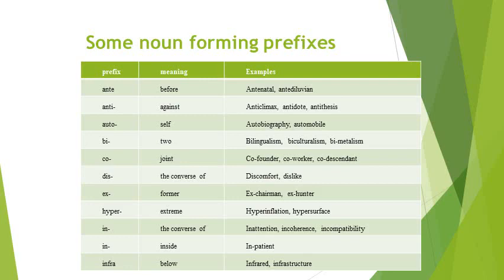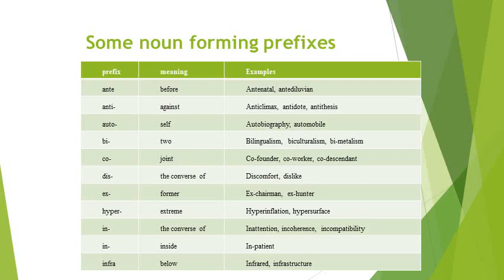Now, the prefix ante means before, and examples occur in words like antenatal and antediluvian. Another prefix is anti. It means against. You have examples in words like anticlimax, antidote, antithesis, antibiotic, and so on. Another prefix is auto. Auto means self. So examples occur in words like autobiography, automobile.